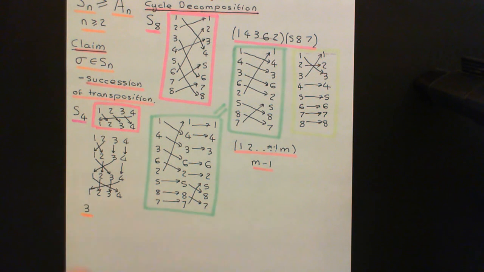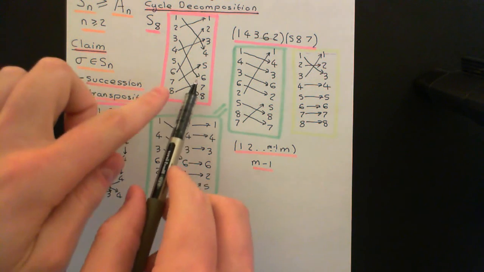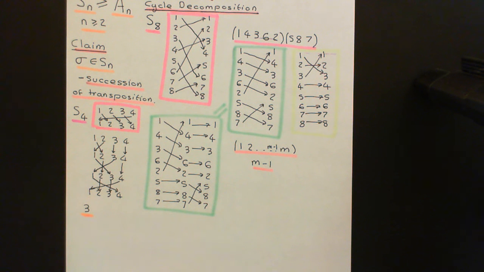So any cycle permutation can be built out of a succession of transpositions, and hopefully you now acknowledge that because any general set permutation sigma can be decomposed into cycle permutations, and all cycle permutations can be built out of successive transpositions, the entire set permutation can be built out of a succession of transpositions. So indeed the claim is true. Any set permutation can be built out of a succession of transpositions.